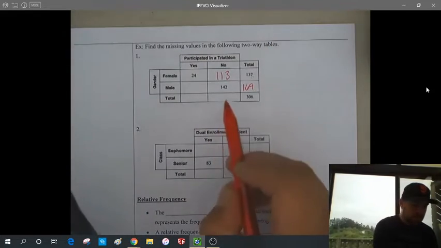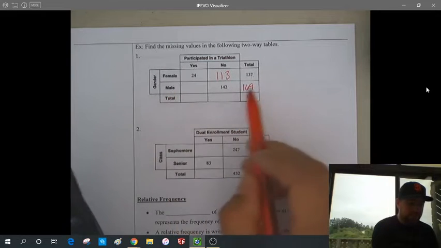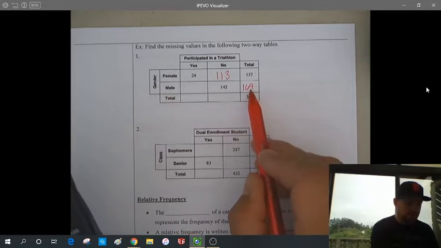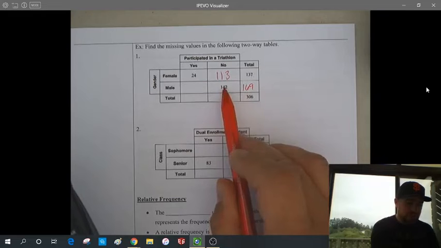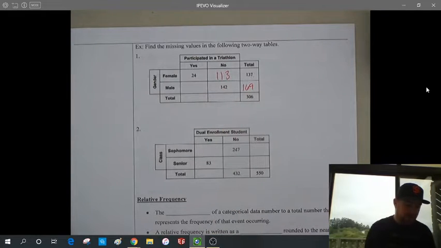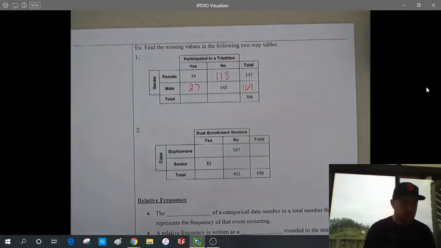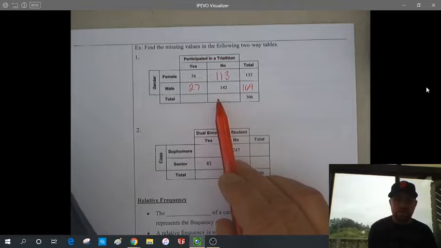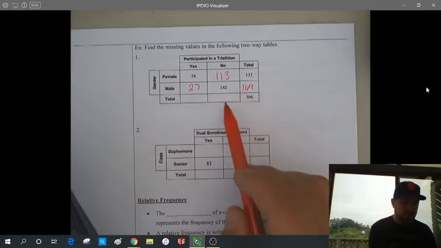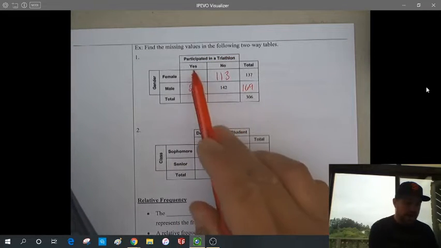I can then do the same thing now that I know that there were the 169 total male individuals surveyed. 142 of those did not participate, so if I subtract 142 from 169, it's going to tell me that 27 male individuals did participate. And then for my final boxes down here, the total of yeses and the total of no's, I now add these numbers, right?